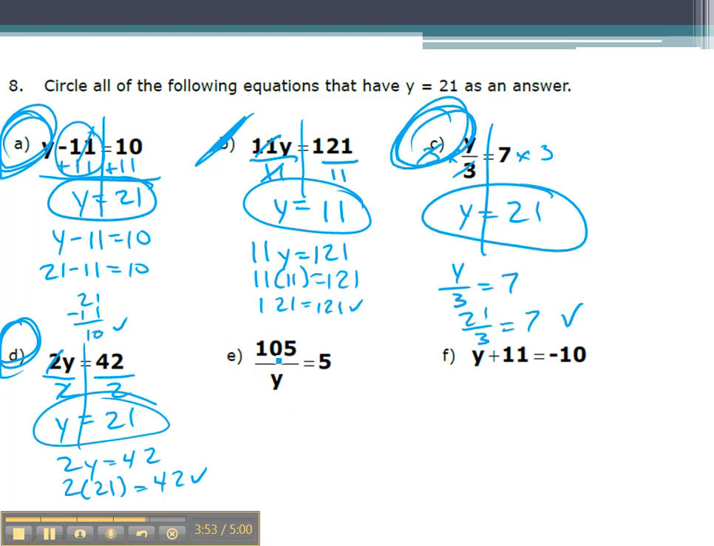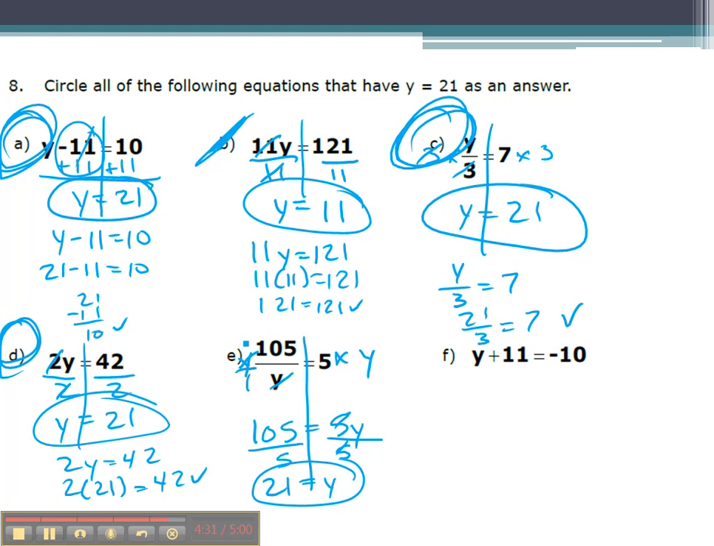E is a little trickier. 105 divided by y equals 5. So to make this a little simpler, we're going to multiply both sides by y, because then these y's will cancel. Y divided by y is 1, no matter what y equals. Even if y was negative 50, negative 50 divided by negative 50 is positive 1. So we're left with 105 on the left side and 5 times y, or just 5y on the right side. Then we can undo that multiplication by 5 by dividing by 5. 5 over 5 is 1, so y equals 105 divided by 5 is 21.